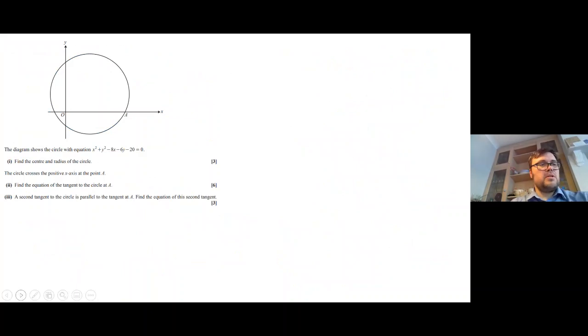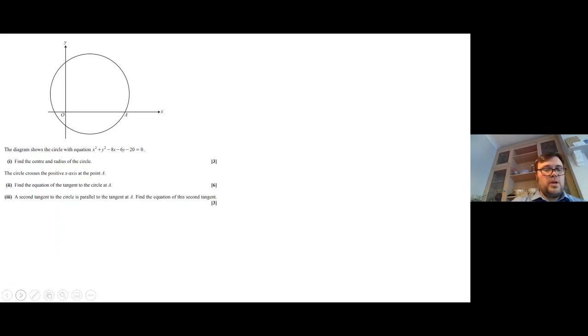So let me just have a quick look at time. I think I'll do one more circle, and then I'll move on to the rest of the work on discriminant, just because there are 3 questions there and they're quite hefty.